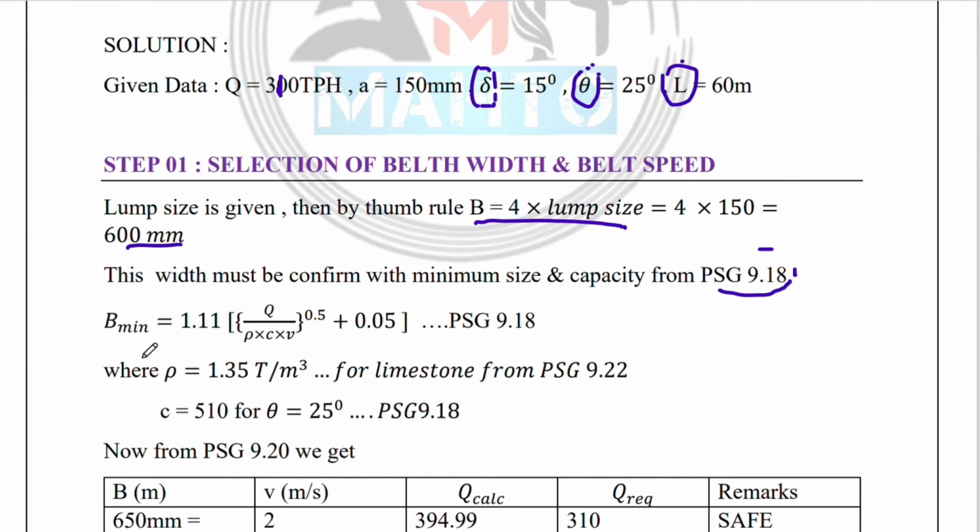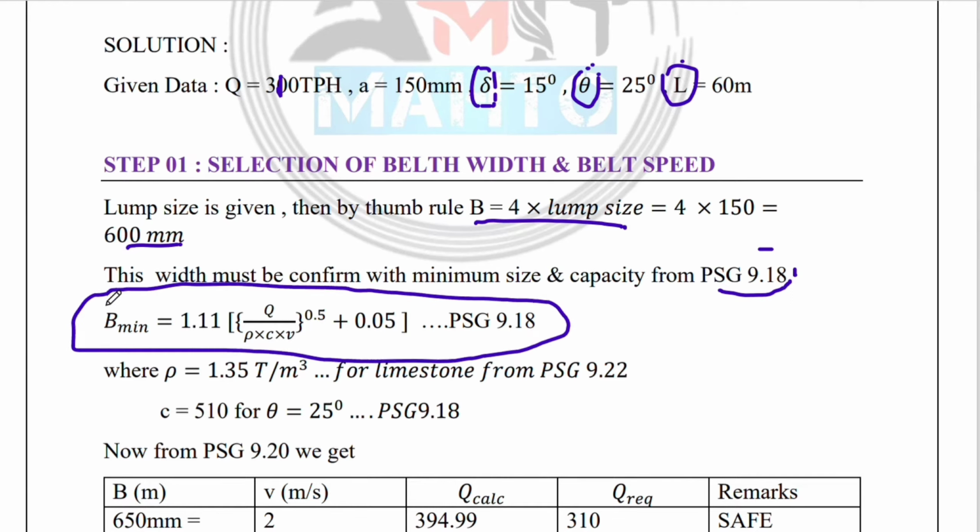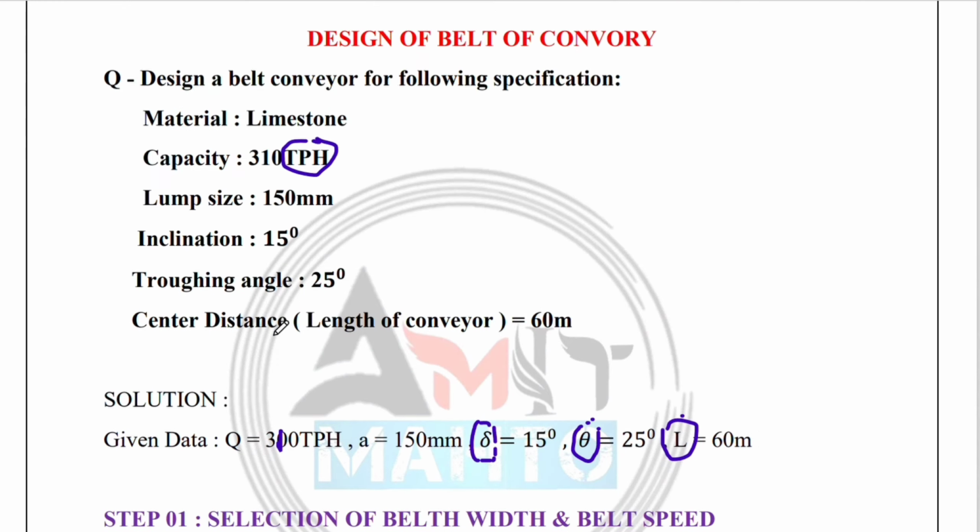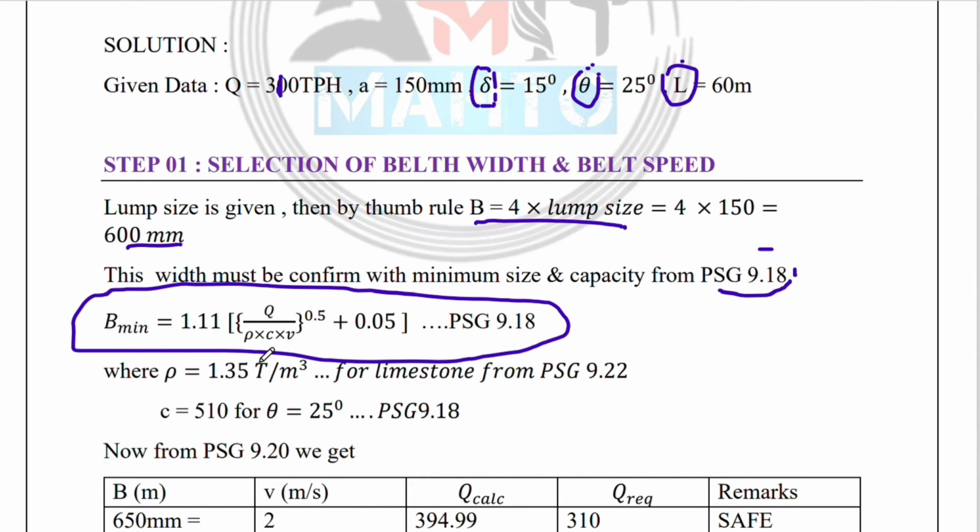This is the formula which you will get on PSG page number 9.18 in the left corner, on the left corner bottom side. B minimum is equal to 1.11 Q upon rho, the density, C into V, 0.5 plus 0.05. Where Q is capacity which is given in the question, 310 TPH, and density.